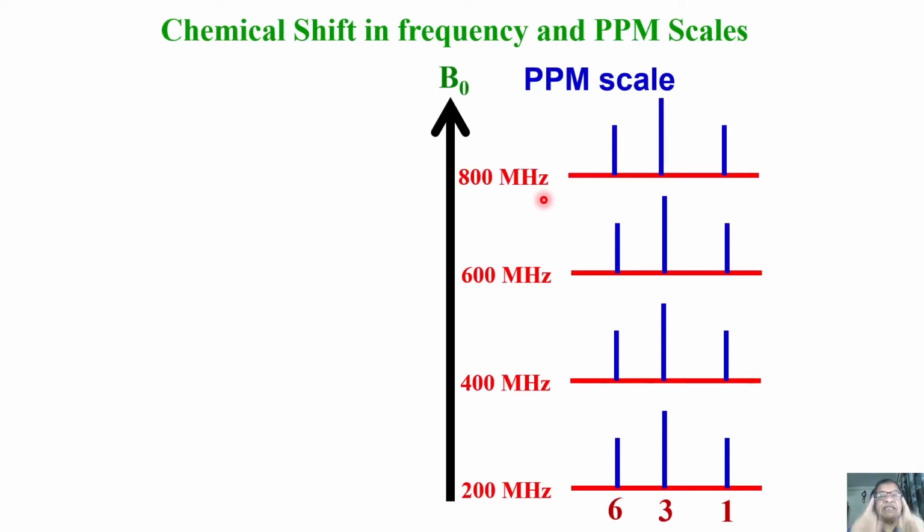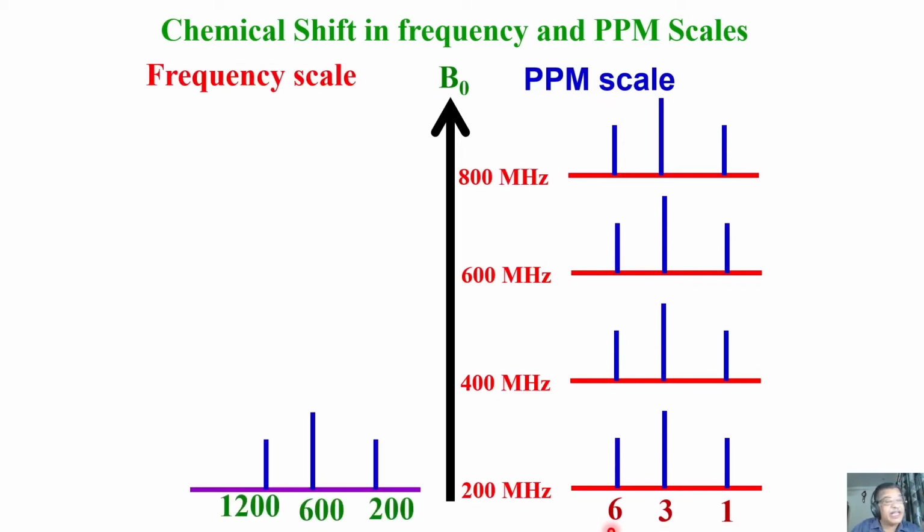So, when you express in the ppm scale, the chemical shift values remain unaltered. Always when you express in ppm, the peak positions remain the same, whatever the spectrometer frequency you measure at. Now, we'll go further. We'll go to the frequency scale now. What happens when I express in frequency? I'm converting ppm into hertz.